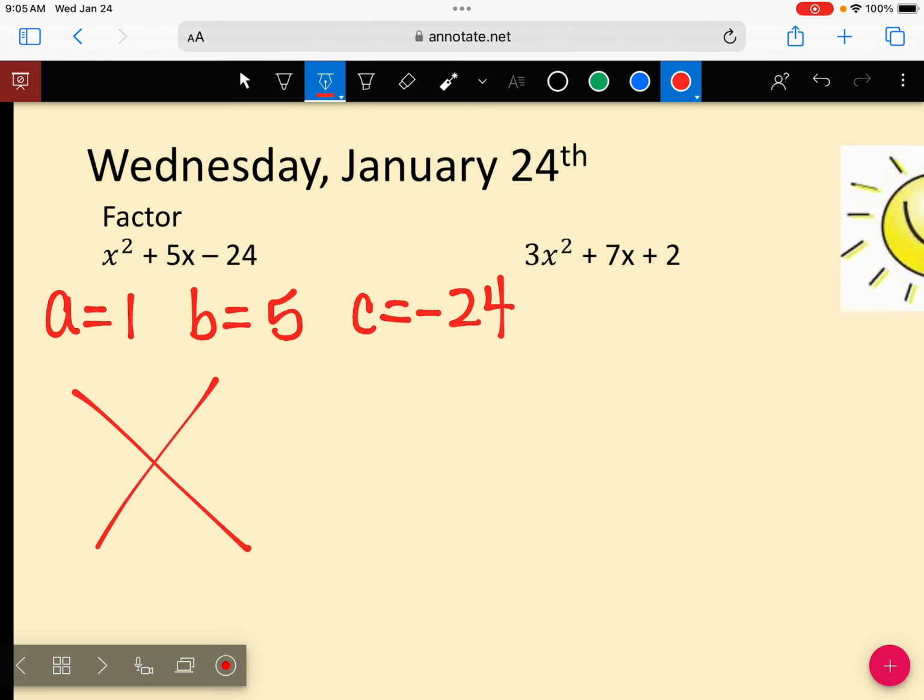Got to make our X. We got to do our X box. On top of the X, you take A times C. So that would be negative 24. B goes on the bottom. So feel free to use your charts.